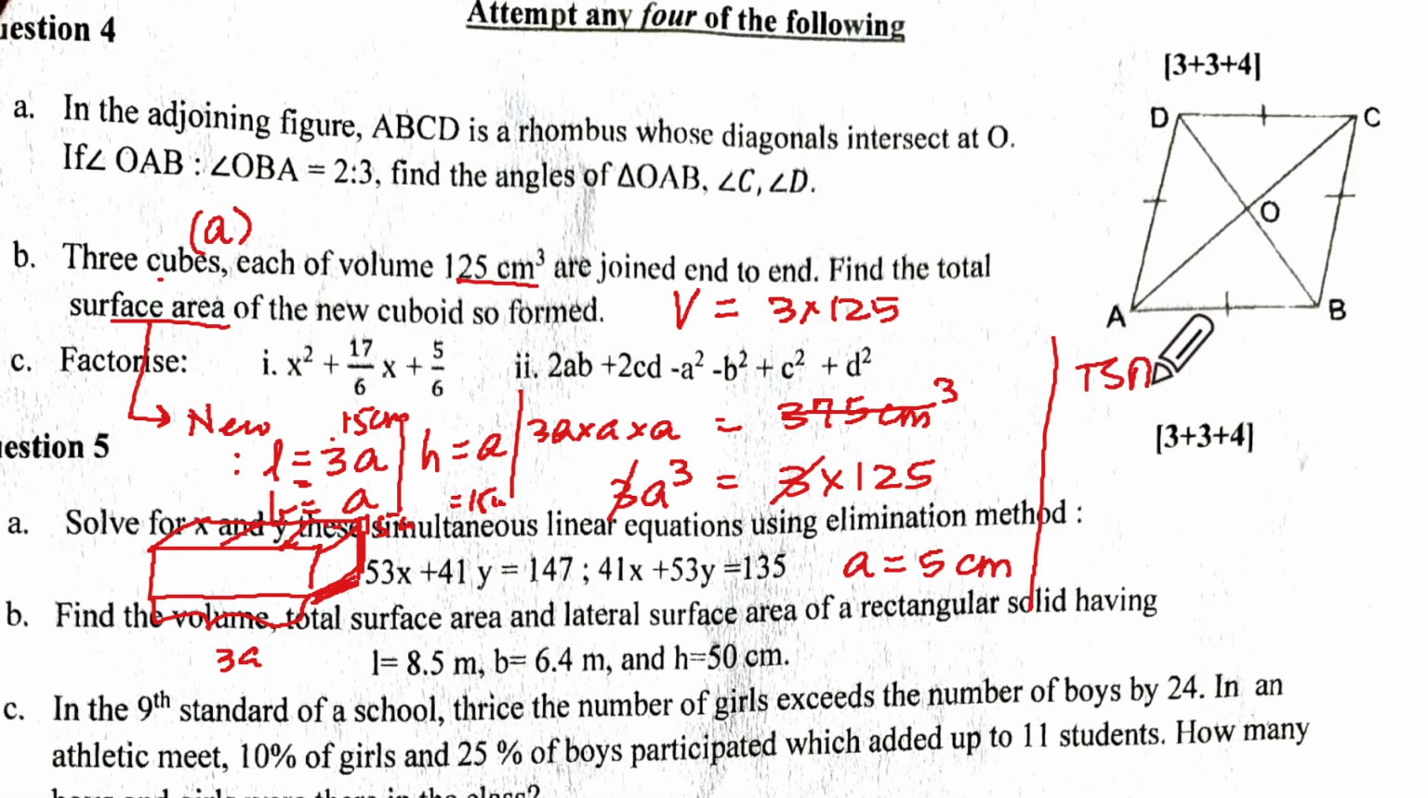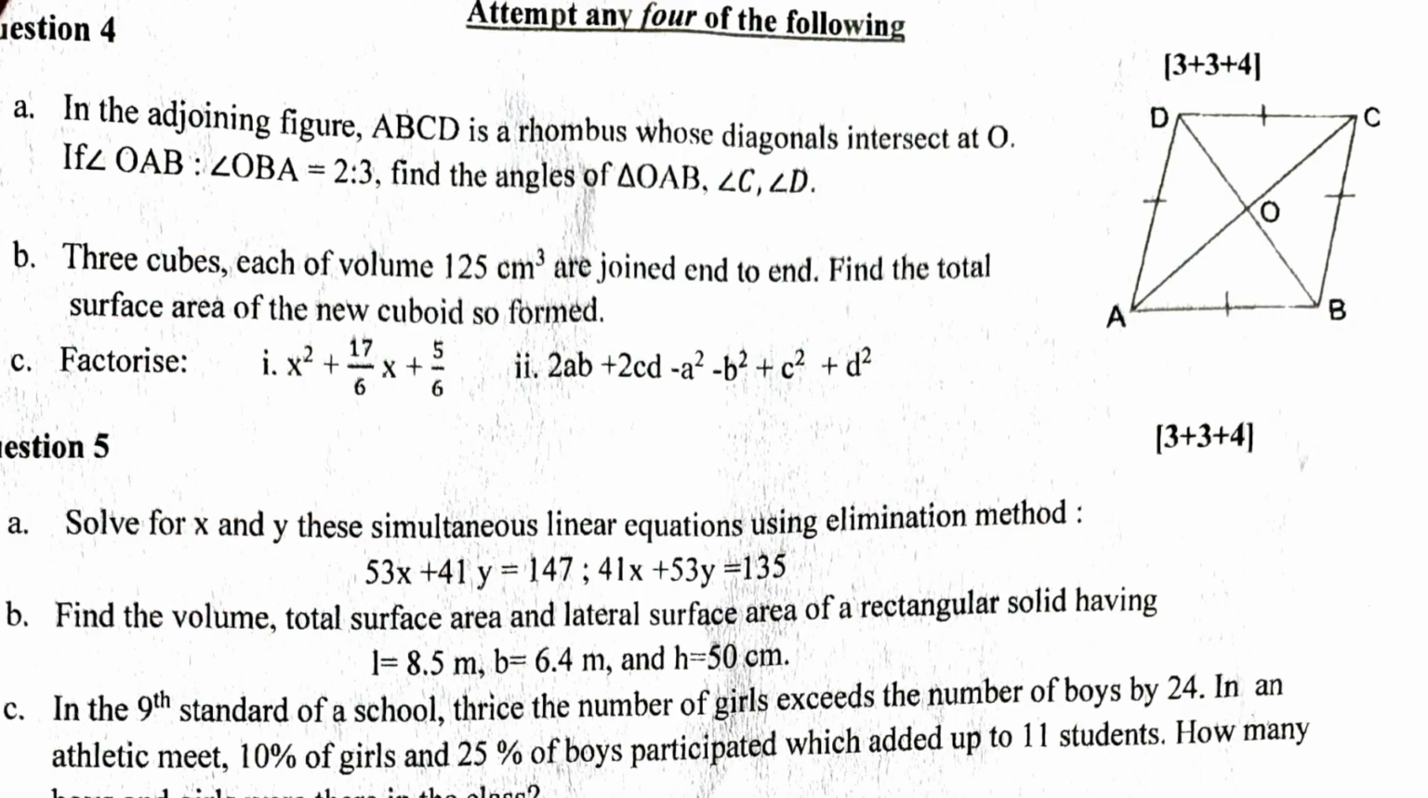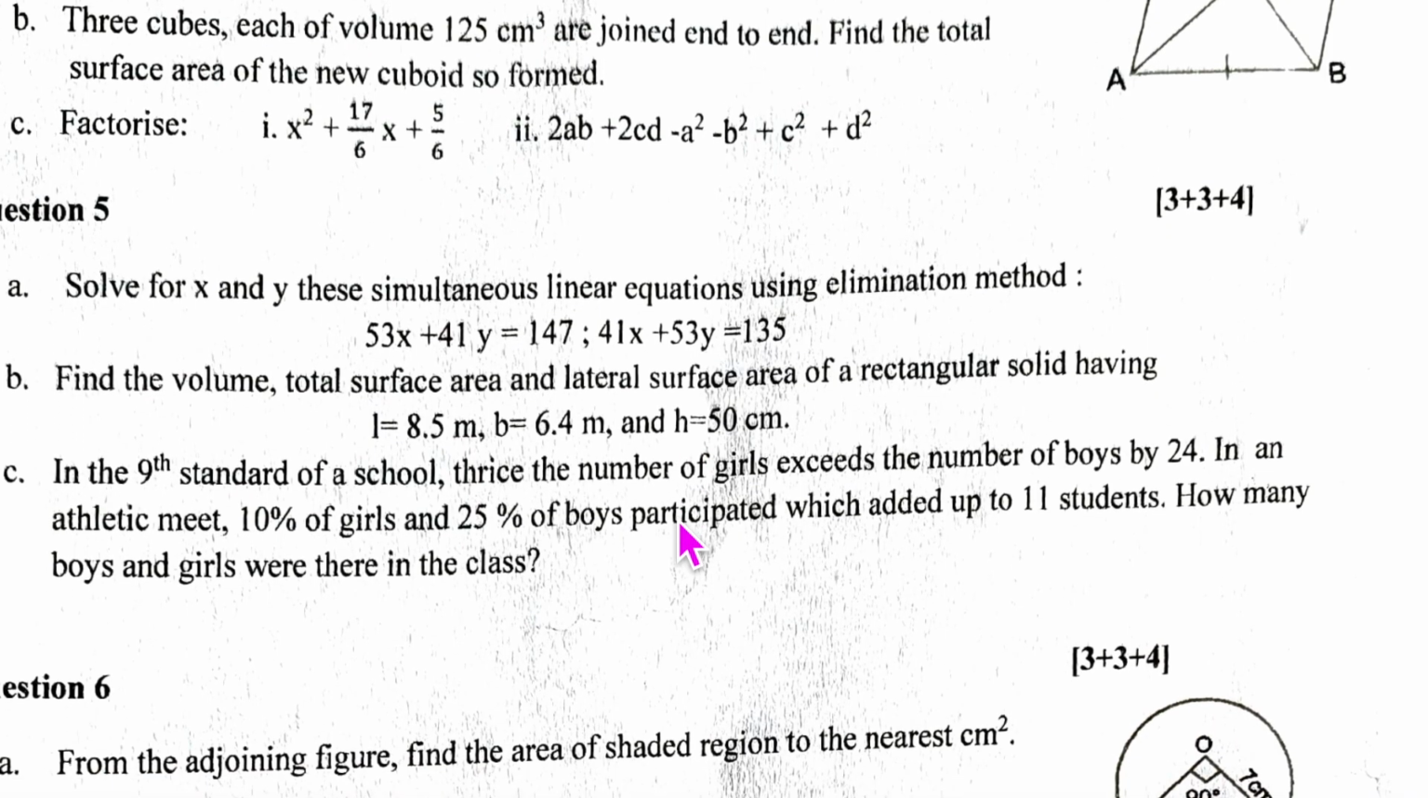Yes, ma'am. What is TSA equal to? It will be 2 into bracket LB plus BH plus HL. Can be done? Easy, okay, ma'am. Yes, okay.